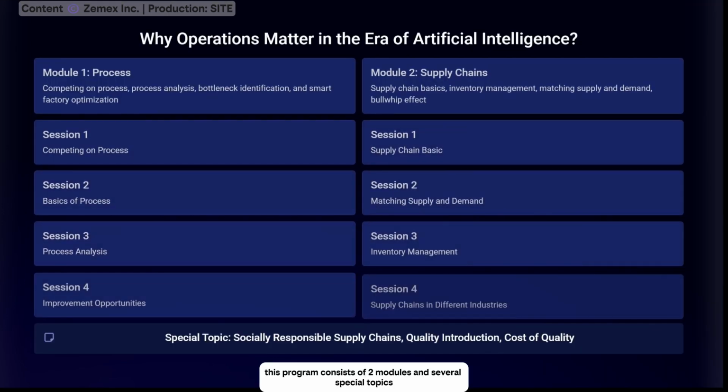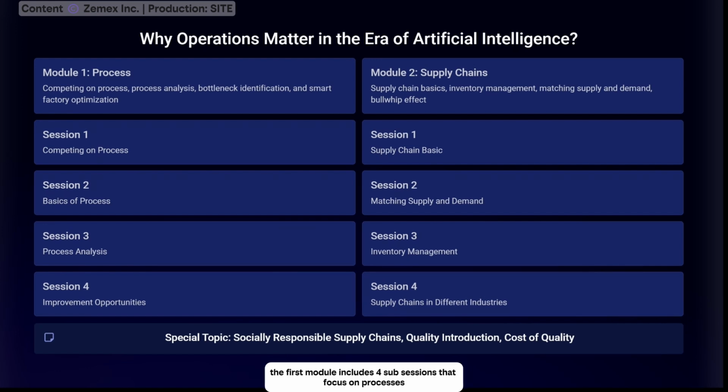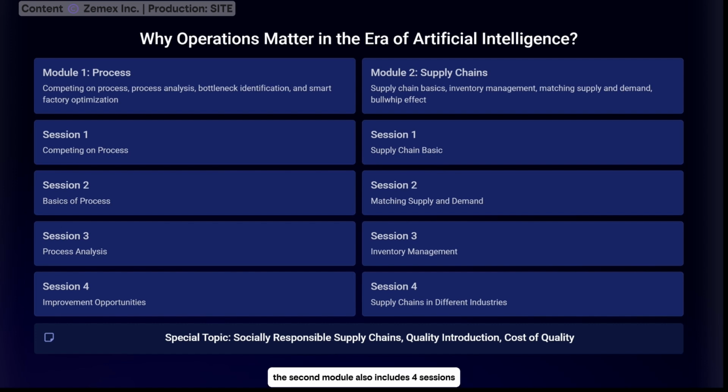This program consists of 2 modules and several special topics, as you can see from the table. The first module includes 4 sub-sessions that focus on processes. The second module also includes 4 sessions, this time focusing on supply chains. At the end of the program, I have added 3 special topics: socially responsible supply chains, quality introduction, and cost of quality. In this session, we will introduce the basic concept of quality.